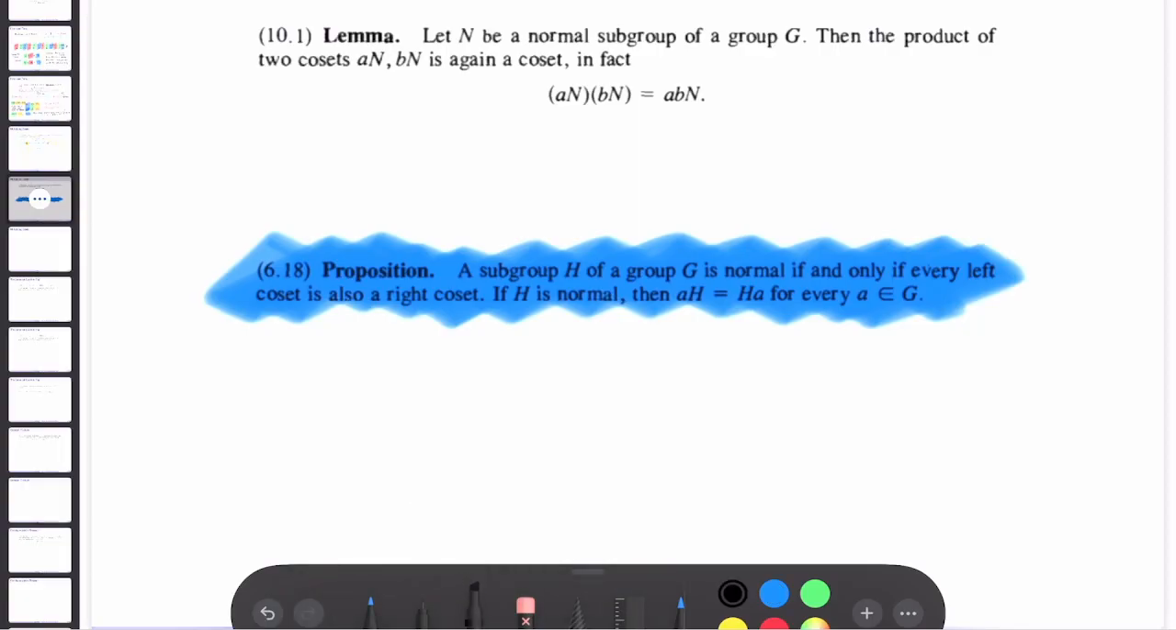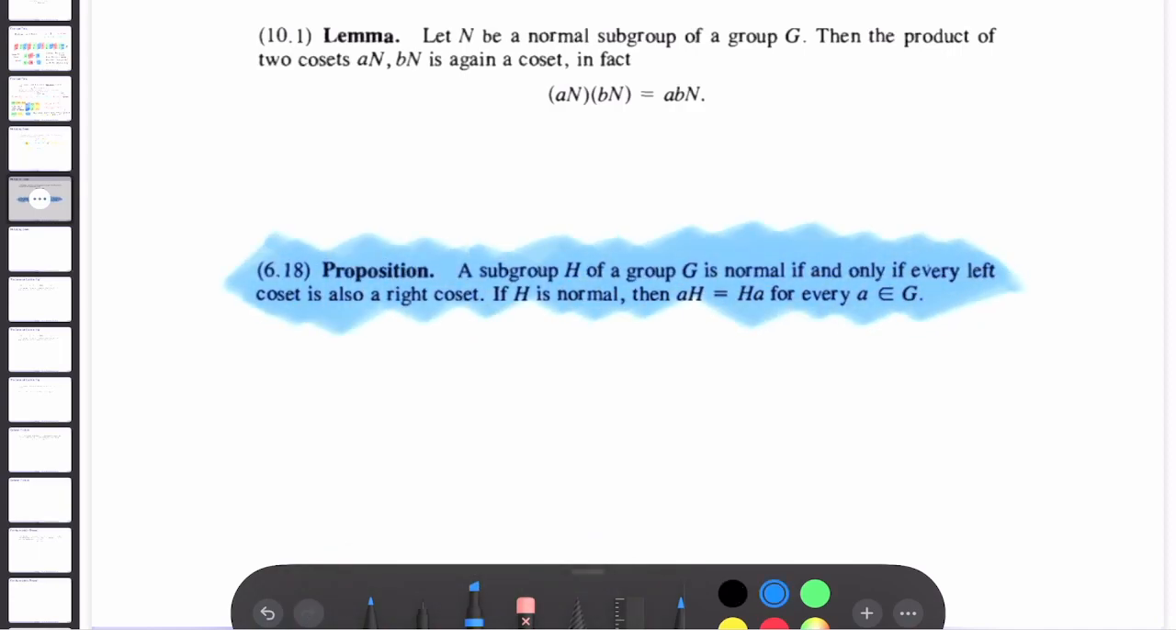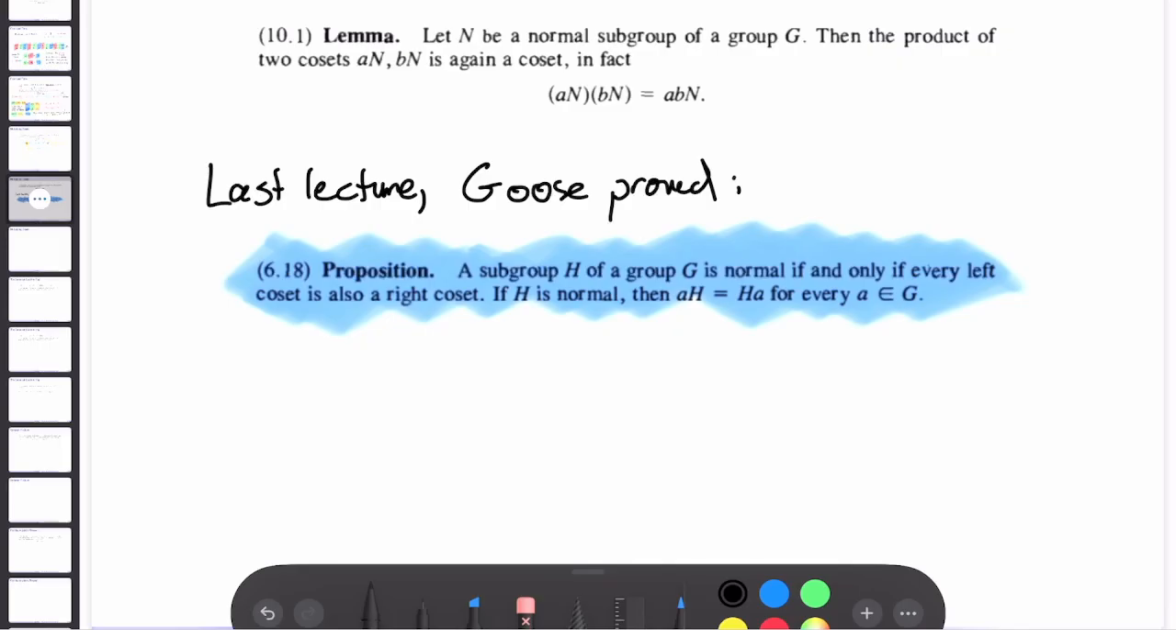Is that readable? I feel like that's a little rough. One more time. Okay, so in last lecture, Goose proved this, that normal subgroups, yeah, Vin, that's exactly correct. In the chat right now, you can see a slightly more carefully written explanation of the easy half of this theorem.